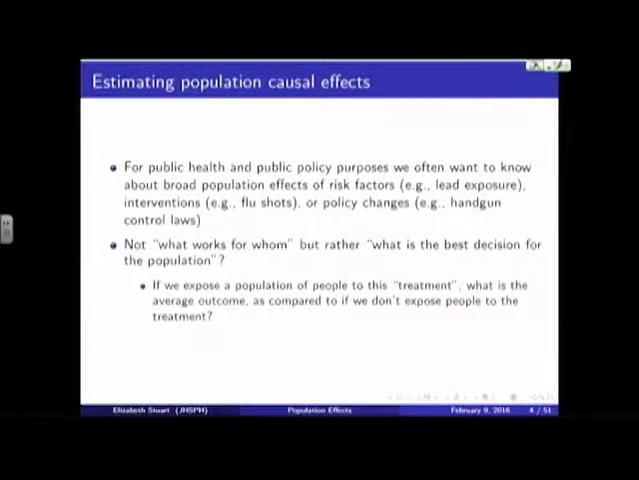So there's a lot of interest right now in what works for whom. I actually take a different tack: if we're going to make a broad policy recommendation or be thinking about population effects, what is the best decision for the population?